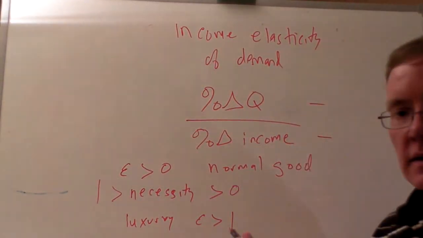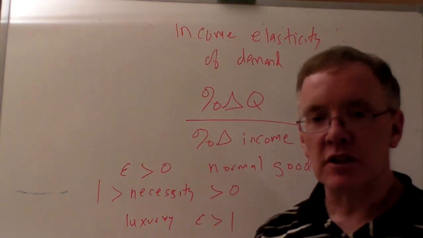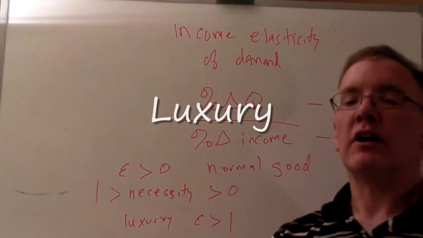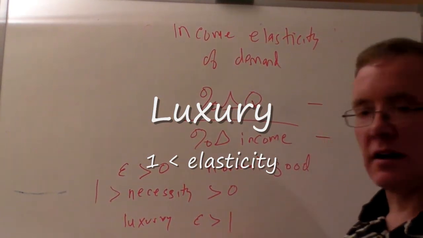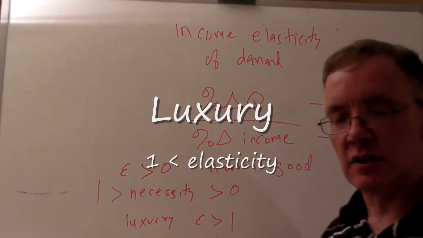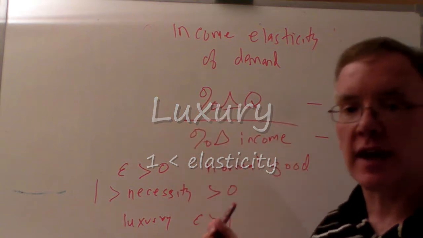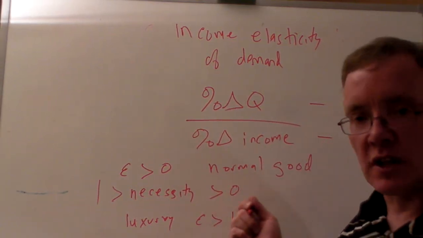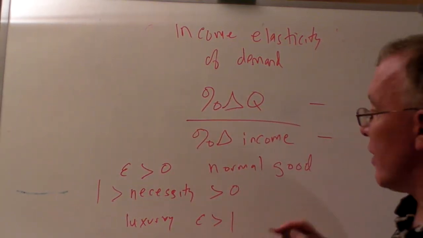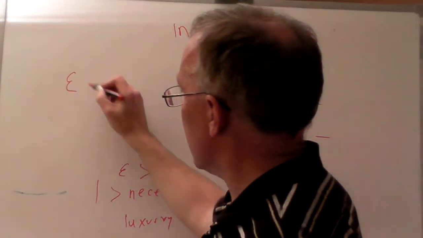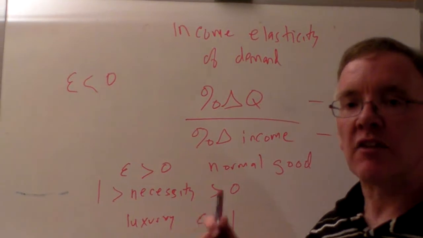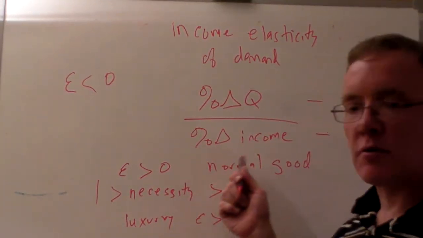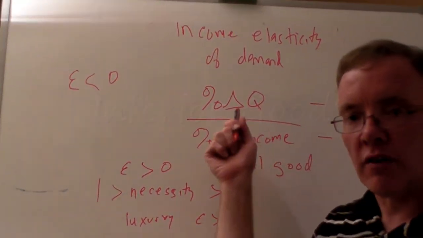And the idea is that if you had a 10% drop in your income, you may cut back your vacations completely. A huge response in terms of the percentage change in your consumption of vacations over a percent change in your income. And then finally, if elasticity is less than 0, if elasticity is actually a negative number, we call that an inferior good. That if your income goes down, you actually consume more of the item.